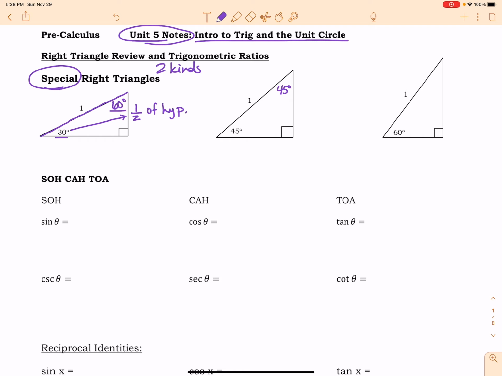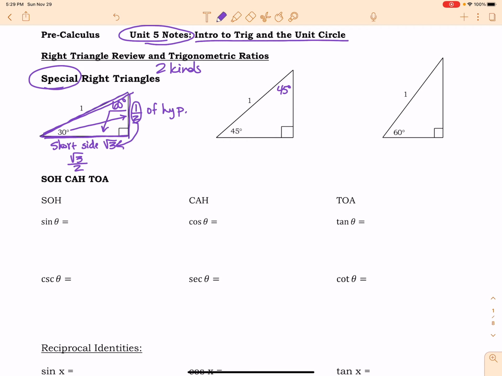Okay, the other side, the side across from the 60-degree angle, that one's a little trickier. It is the short side times the square root of 3. So since the short side here is 1/2, it would be radical 3 over 2. So anytime you're looking at a special right triangle that's a 30-60 right triangle, whatever the hypotenuse measures, the short side is half of it, and the other side is going to be the short side times the square root of 3, no matter what.